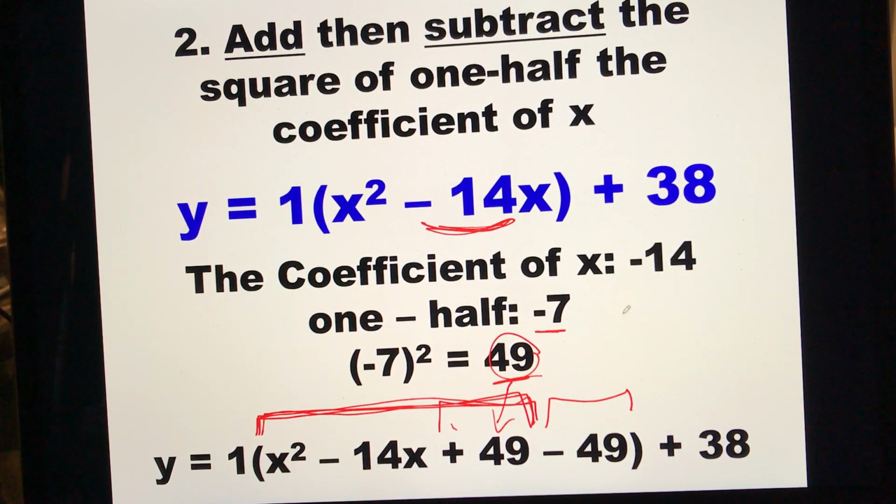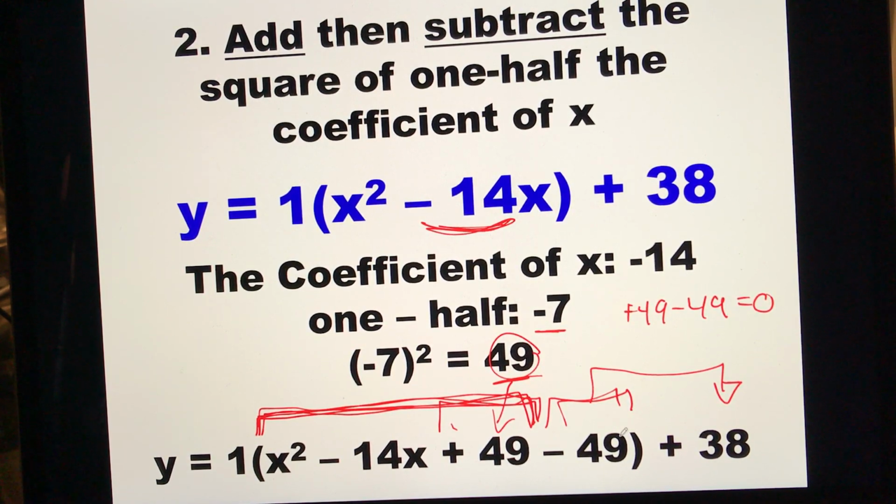Now that's a little weird because I know plus 49 minus 49 equals 0. So in effect, we're actually adding 0 to the equation. So we're allowed to do that. We're allowed to add 0. But we're just sort of breaking it up into two parts. We're going to take the positive 49 part and include it in the thing we're going to factor, this trinomial. And we're going to take this negative 49 part and attach it in with the 38, and we're still going to be in the equation, it's just not going to be sitting there.